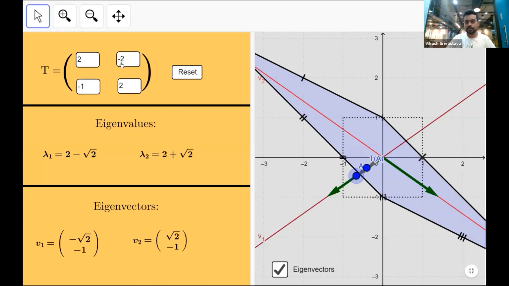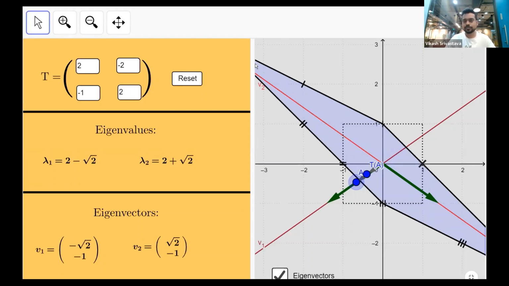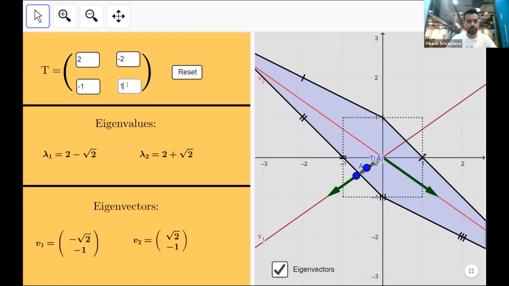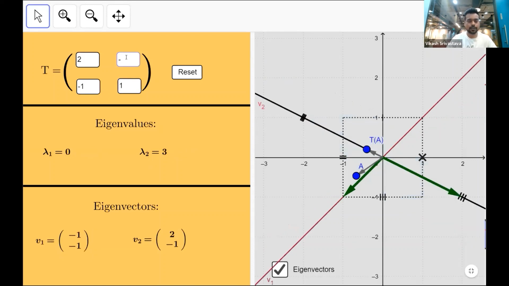So for this transformation, these two vectors are eigenvectors. These two vectors will be called eigenvectors of this transformation T, and the eigenvalues will be these values. I'm not going into the detail of how to calculate it. Maybe I can write that formula for you so that you understand this. But for now, let me just plug in other numbers. Maybe I can have 1 here, and I can have 1 here.